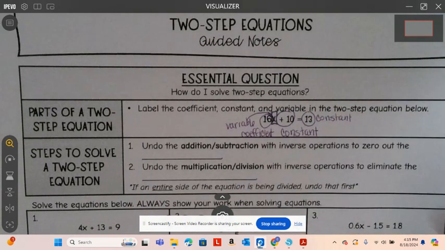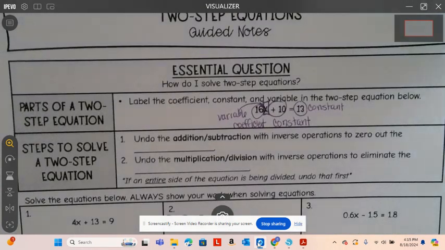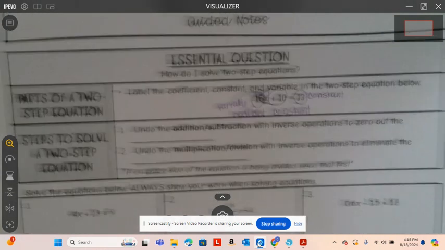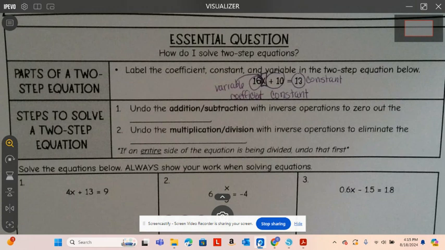When we were taking vocabulary notes, I told you those words were going to come up over and over again. And honestly, when you're trying to memorize how to solve a two-step equation, knowing the difference between a constant and a coefficient is going to be very helpful.